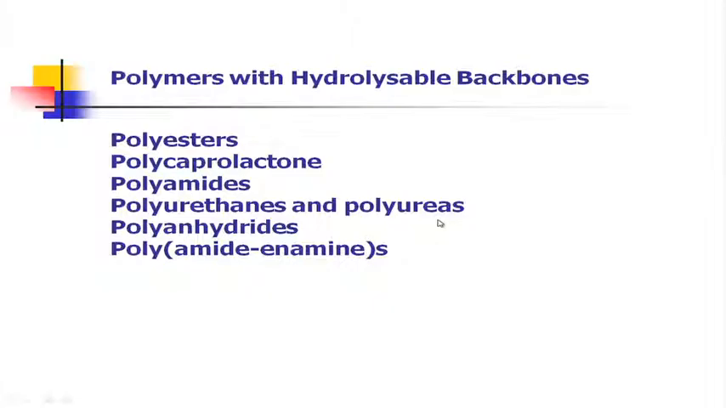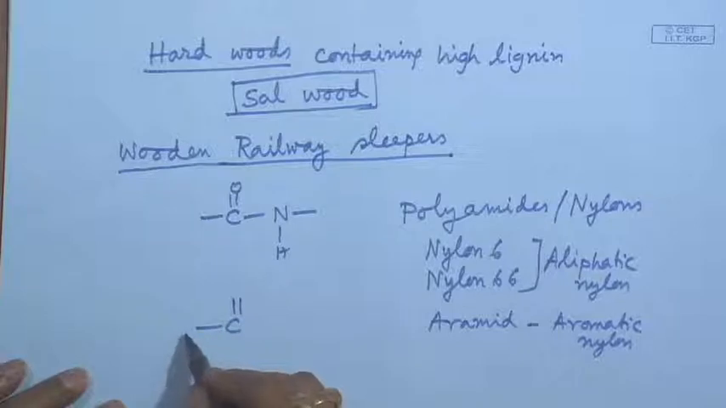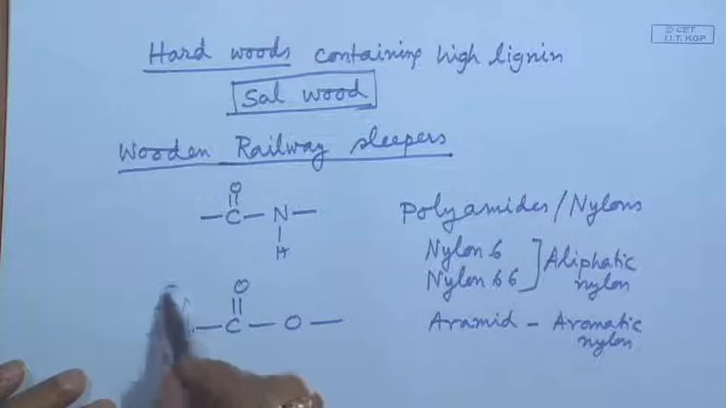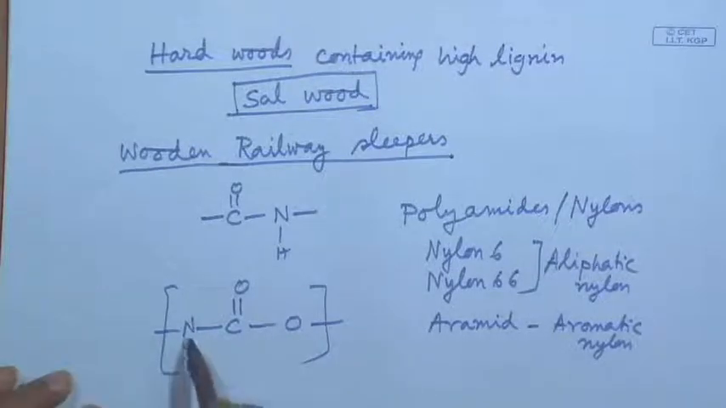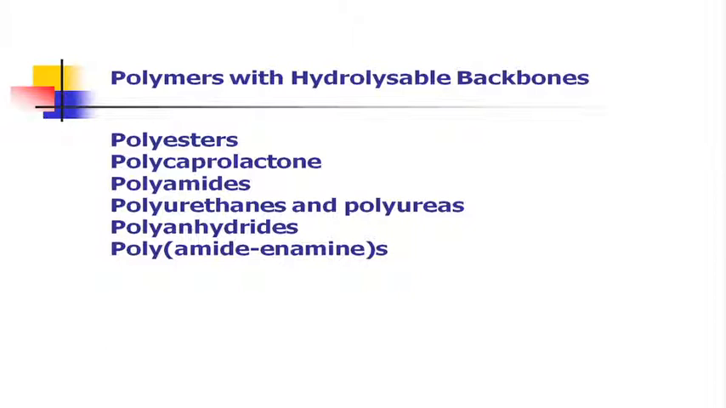Polyurethanes and polyureas. Polyurethanes contain a linkage like this, this is the polyurethane linkage, having nitrogen, oxygen along with carbon and hydrogen in the polymer chain. Polyureas etc. Polyanhydrides, polyamide enamines, polyamide imides etc. So, these polymers are degraded by hydrolysis, so they are known as hydrolyzable polymers.